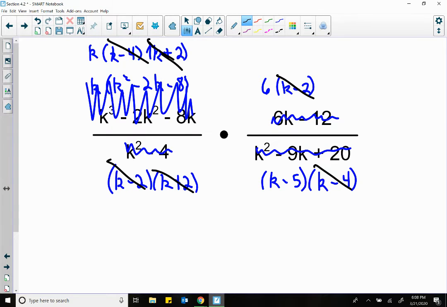So what do we have left in the numerator? Because everybody's pretty much done canceling. What do I have left up here in the top? I've got 6k. All over, what do I have left in the bottom? K minus 5. And there's the answer. See, it's nothing crazy. You just got to factor. That's the long part of this. Once everything's factored, it's all canceling and then write down what's left.